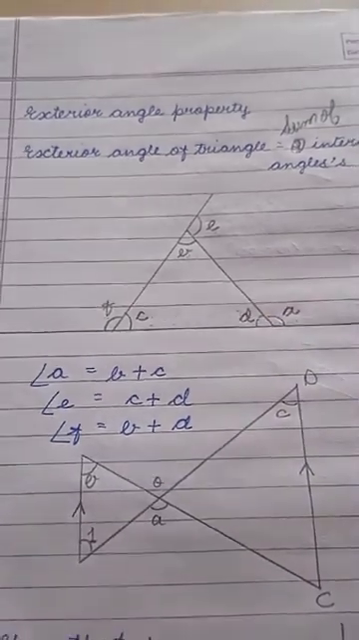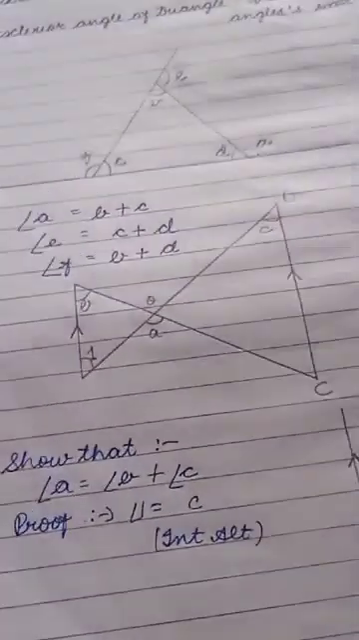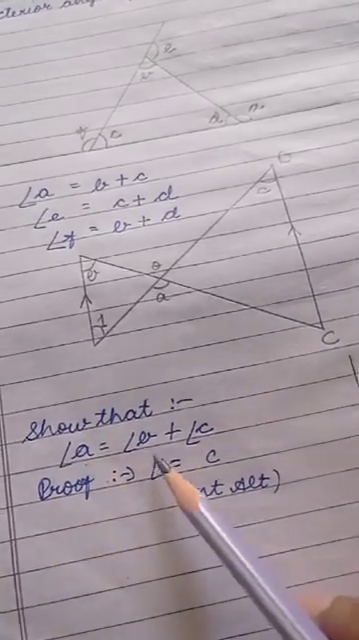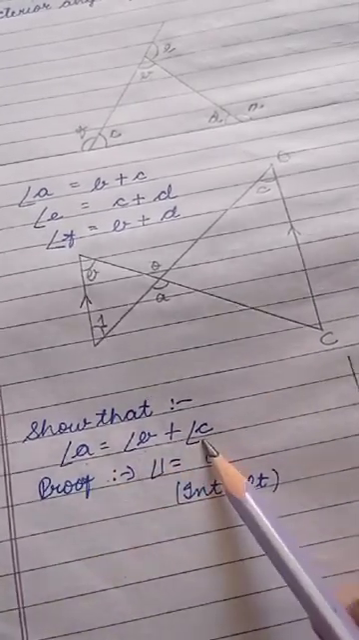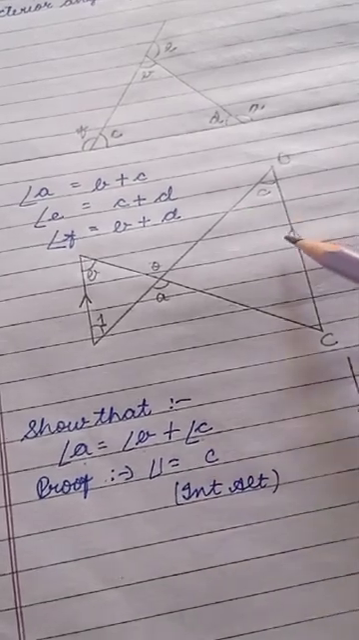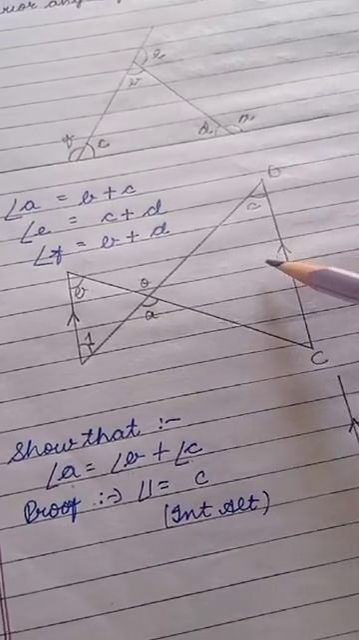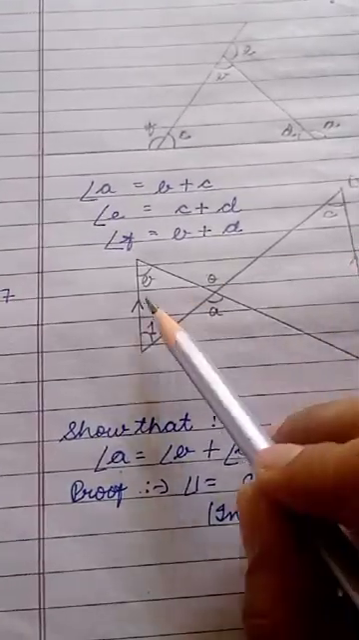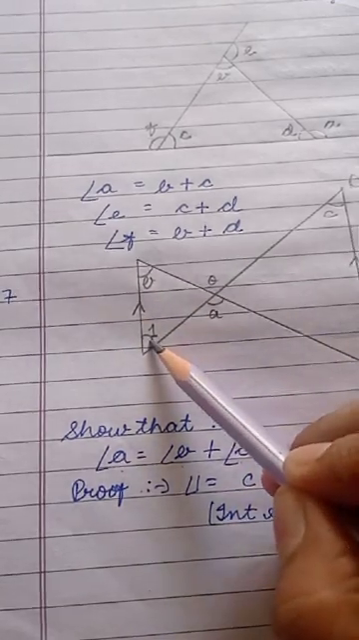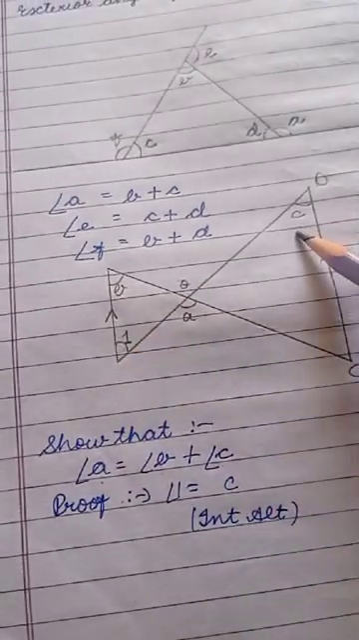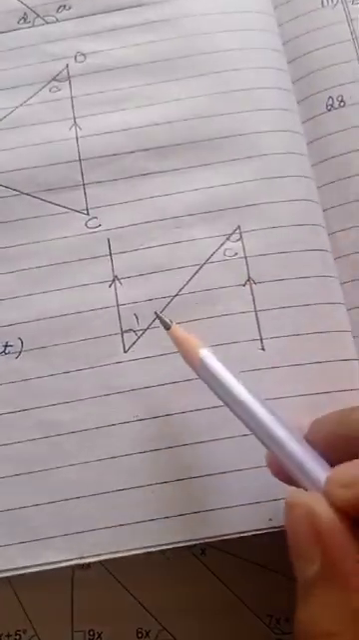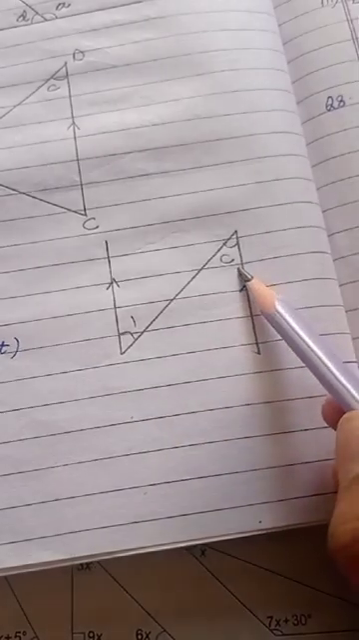Now the next question is based upon this only. This is the figure, children. This figure is given to you and you are asked to show that A is equal to B plus C. What you have to show? A is equal to B plus C. In the last exercise 13.3, you did the properties of parallel lines. You can see here, children, these two are parallel lines and I marked this angle as 1. Will 1 be equal to C? Yes, they are interior alternate angles. Look here, I separated the figure. 1 will be equal to C, interior alternate.